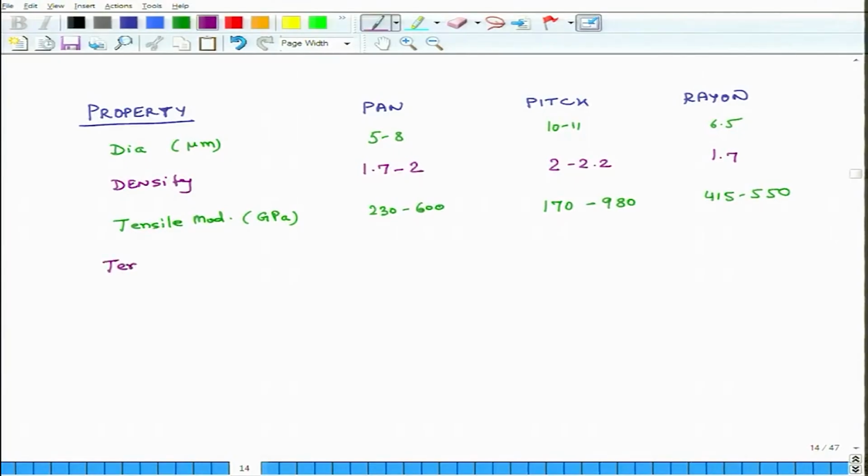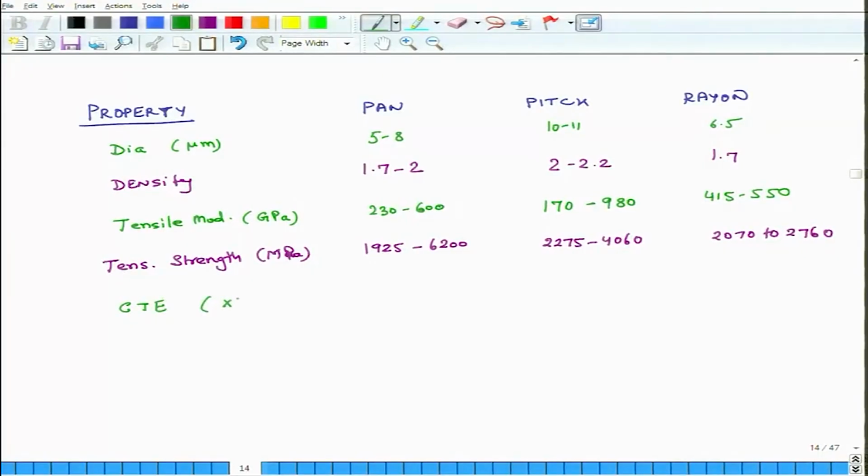Tensile strength, and this is in megapascals. So, this is 1925 to 6200, 2275 to 4060, and this is tighter, 2070 to 2760. Okay. And then we will look at coefficient of thermal expansion.